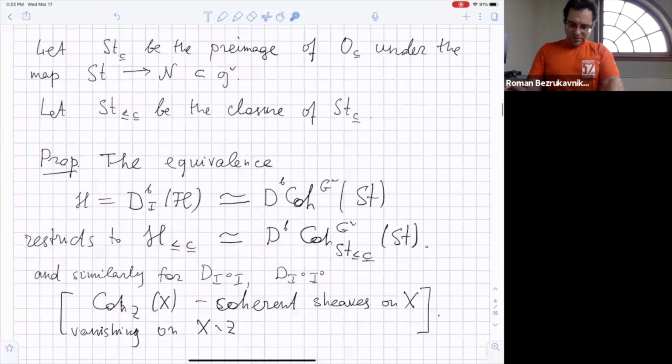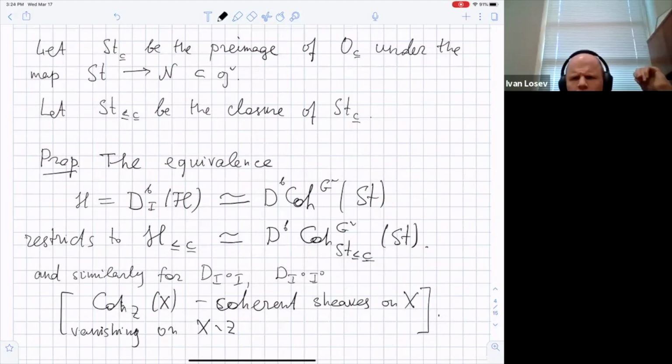Okay, and now I have this proposition that the equivalence advertised earlier sends the monoidal category, the cell canonical category, into this geometric thing. So the filtration by cells corresponds to the filtration by orbits.